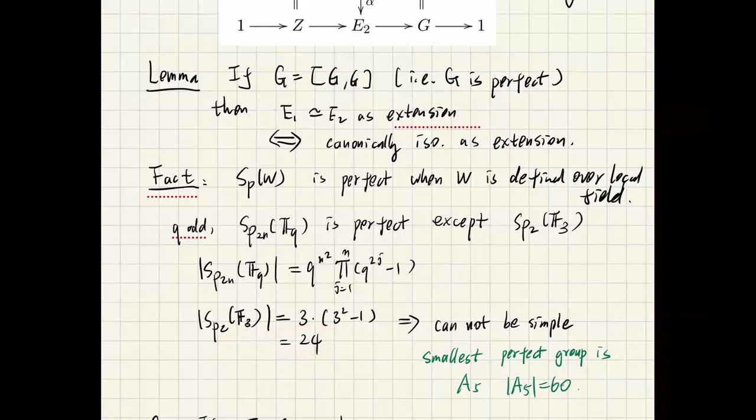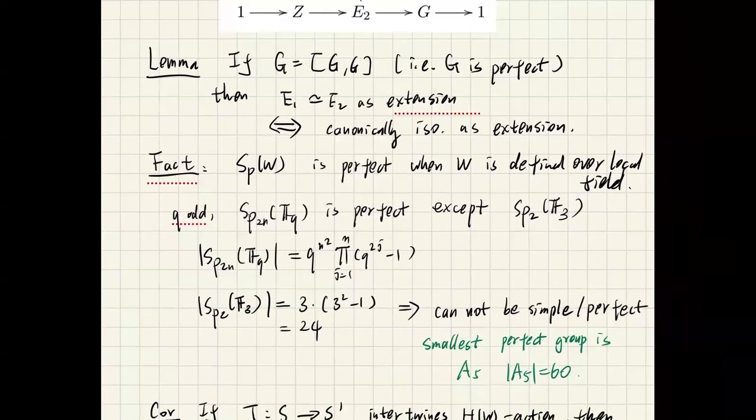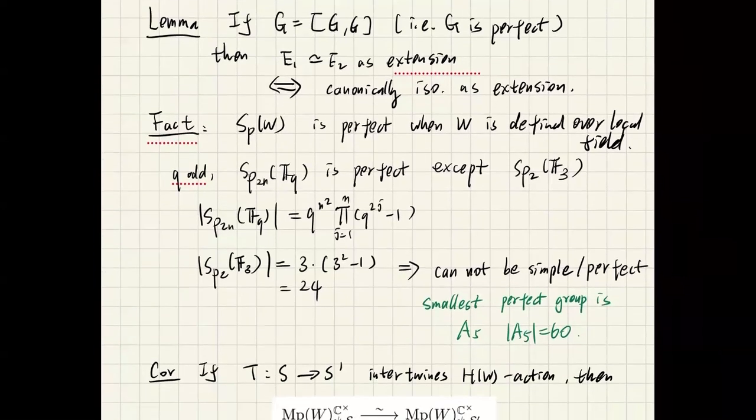Therefore it cannot be simple and it cannot be perfect. The smallest non-abelian simple group is A5, which has 60 elements. Now this group only has 24 elements. Okay.